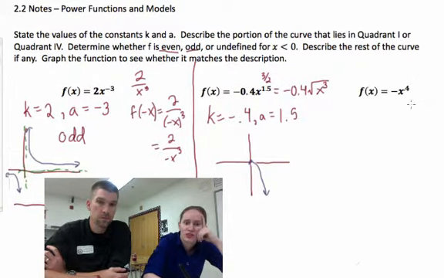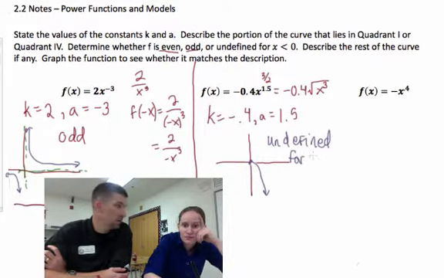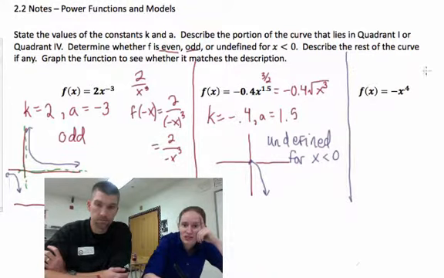So the portion of the curve that lies in quadrant 1 or quadrant 4, we got that. Then determine whether f is even, odd, or undefined. We already said that it's undefined for those negative values. Can't do it if you can't do it. Since it's undefined for those values, this is the whole graph. That's it.